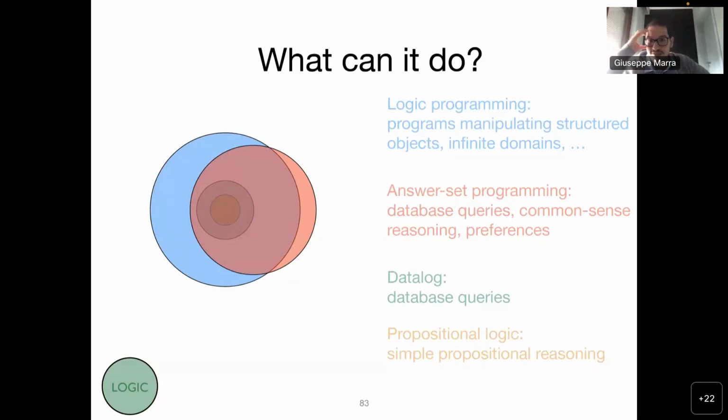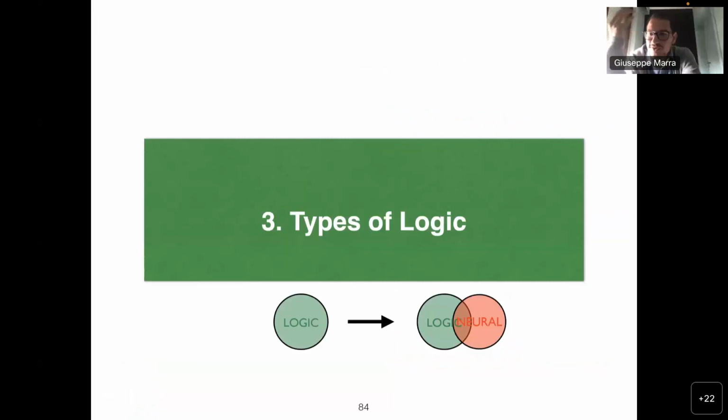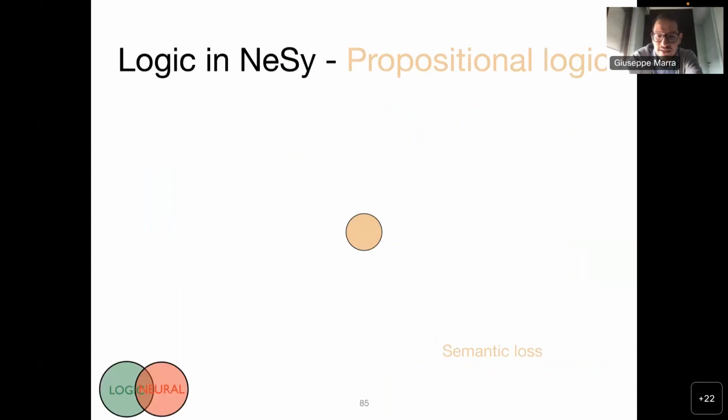So why have I made this introduction? Because again, neurosymbolic is also covering all these different cases. You have neurosymbolic models that use one of these different formalisms. For example, semantic loss that we have seen before uses propositional logic. So all the constraints that you can express in semantic loss should be defined using propositional logic.